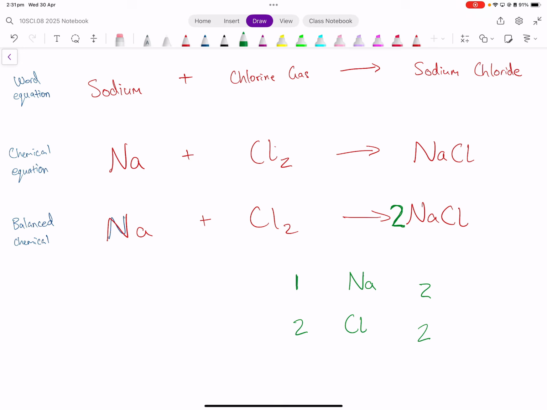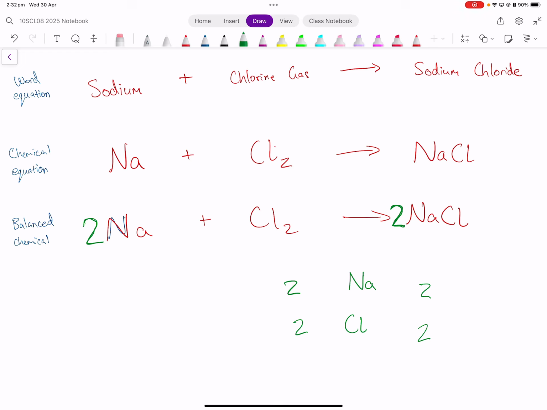Great. I can go and find an extra sodium and I can write a big 2 out the front of this one here. And what that is going to mean for me is that now I have 2 sodium on both sides. So I'm going to double check everything. 2 Na on the left, 2 Na on the right. I then check chlorine. 2 chlorine on the left, 2 chlorine on the right. Is everything the same on the left and the right? Yes.